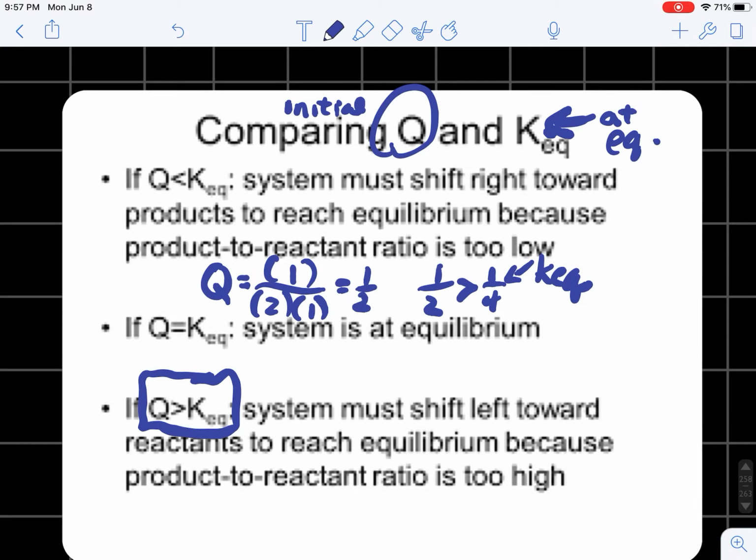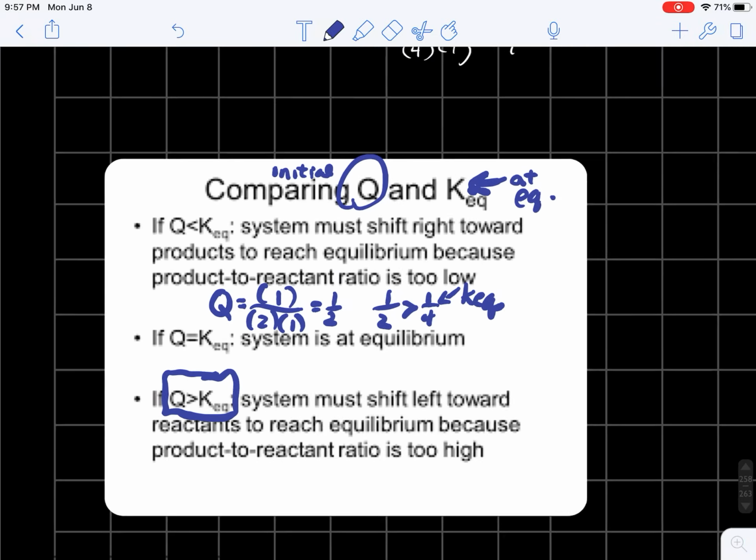0.5, too high of a value. So that means I have too much product. 0.5 is greater than 0.25. And again, a larger value means too much numerator. Your products are in your numerator, therefore you're going to have to take products and turn them into reactants to bring that Q value down to KEQ. I'm sorry about that. So again, if you have a larger Q, that means too much numerator. If your Q is smaller than K, that means too much denominator, too much reactant, and your reaction is going to proceed in the forward direction.